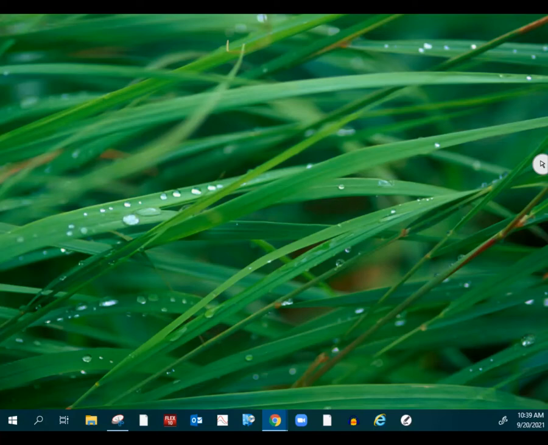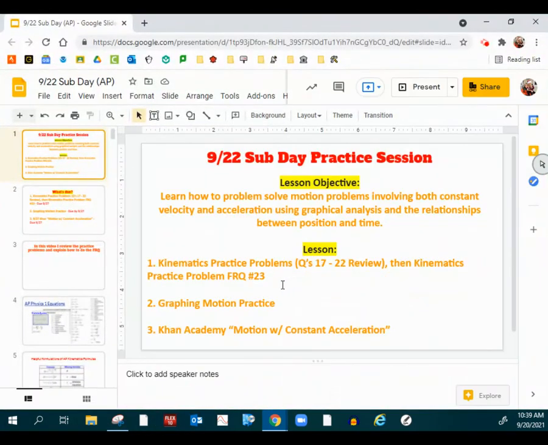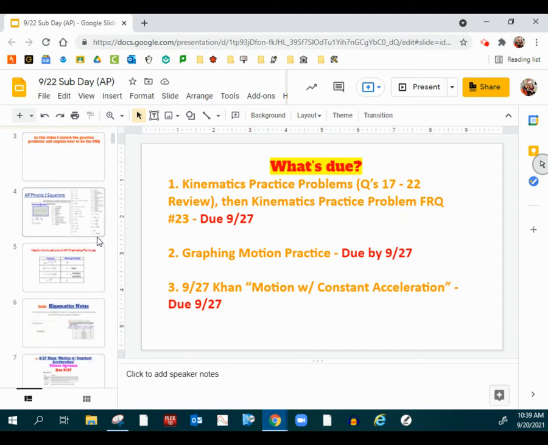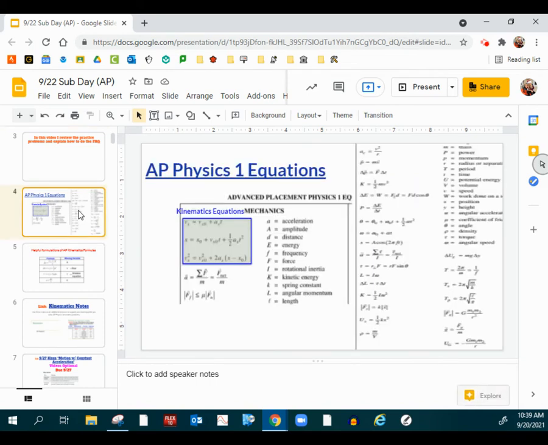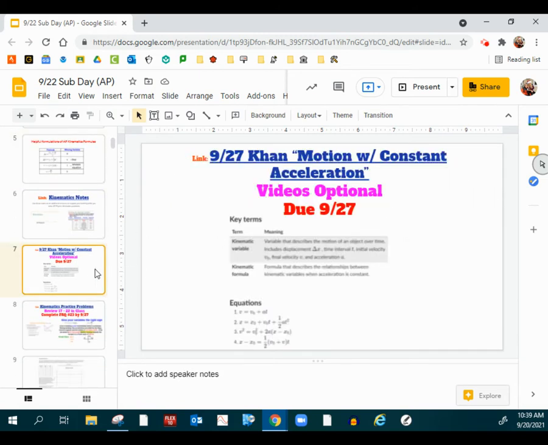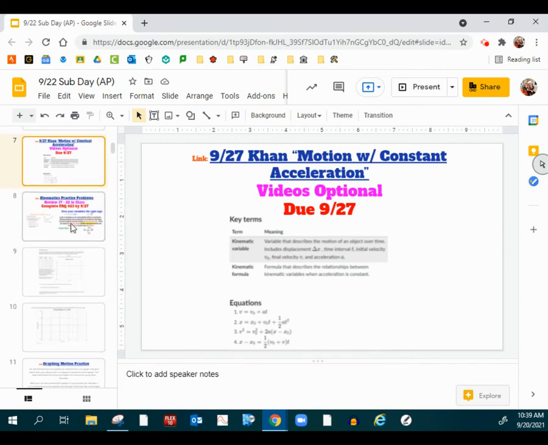Just want to do a quick instruction of how to do today's lesson, and then you can just jump right into it. Today we're going to be working on some practice problems, working on some graphical motion practice on Khan Academy. Homework is all due on the 27th, so go ahead and get that done by then. As far as today goes, first go ahead and get ready by having your AP formulas ready to go. And also, let's take a look at Khan Academy. You can work on this at the end of class if you're finished with today's lessons.